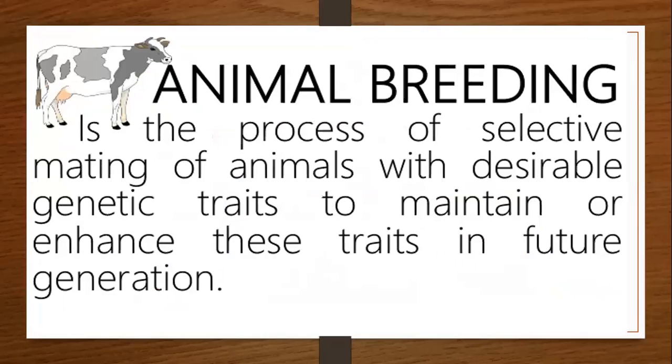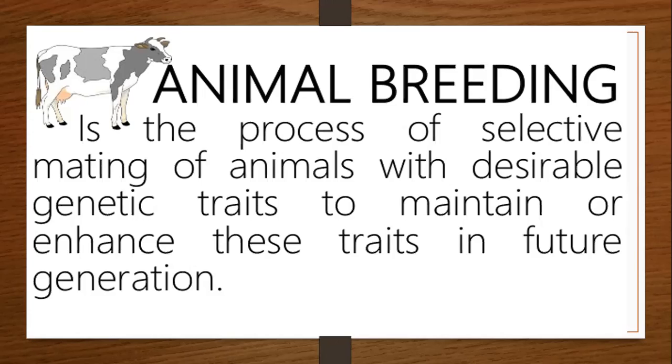Same thing, animal breeding. Okay, what is the meaning of animal breeding? It is the process of selective mating of animals with desirable genetic traits to maintain or enhance these traits in future generations. Animals are also living beings, and one sign of a living being is what? That they can reproduce, they can give rise to a new one. Their offspring, their children are there, they can reproduce themselves.